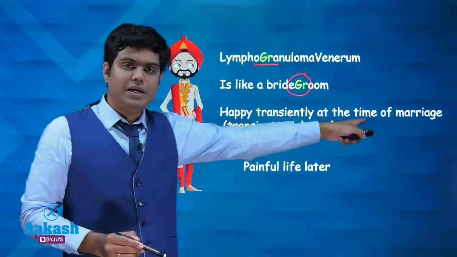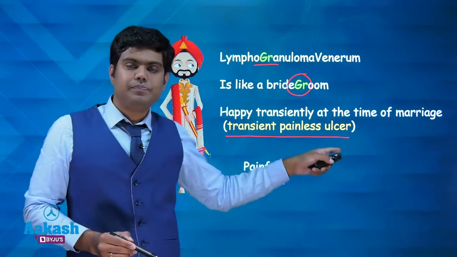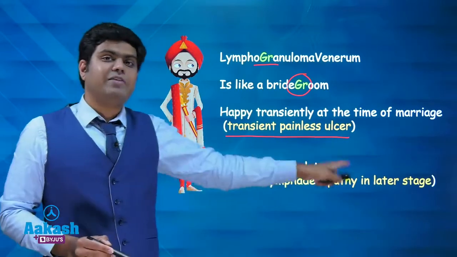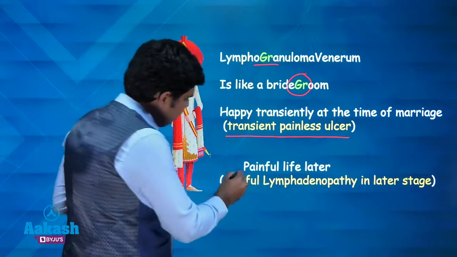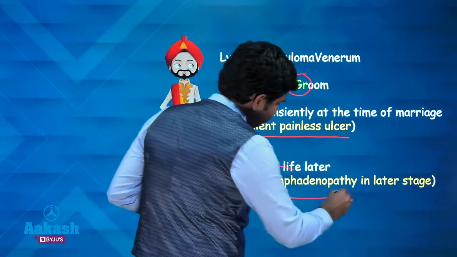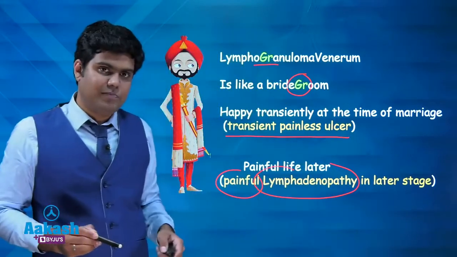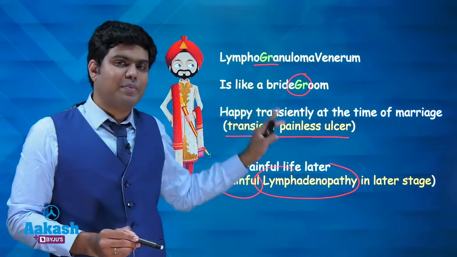So the groom is happy. First stage is painless ulcer. Number 2 is painful lymph node later. That means painful lymphadenopathy in secondary stage. Isn't it simple now? LGV, primary and secondary stage.